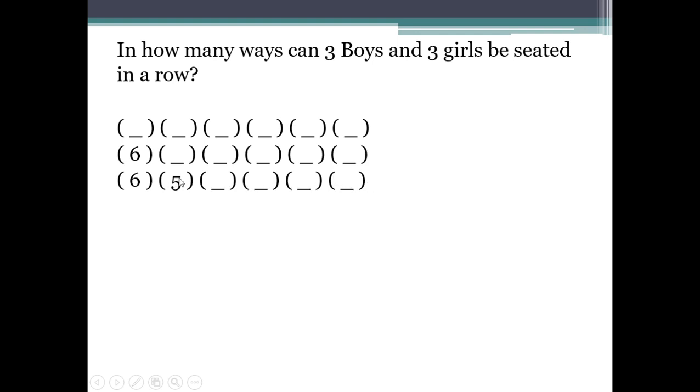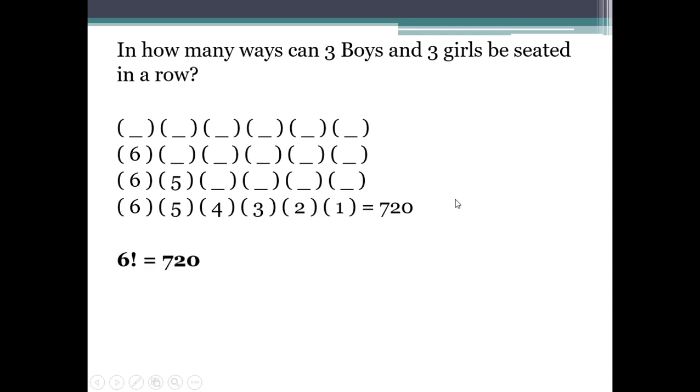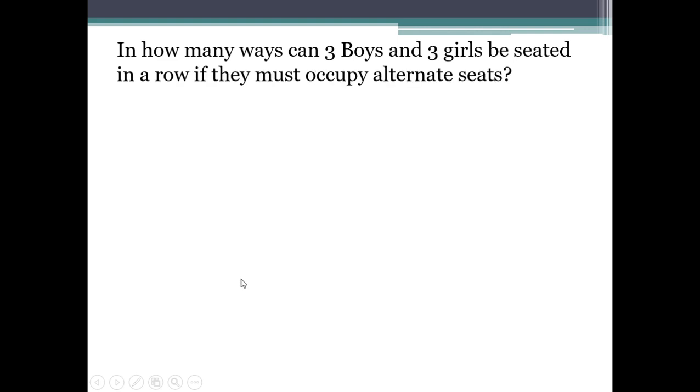The same goes for the rest: 4, 3, 2, 1. That's how it goes. So we have 6 times 5 times 4 times 3 times 2 times 1, which is 720 ways. Or we can use the permutation n factorial, because we have n taken n at a time: 6 persons sitting in 6 chairs. So we have 6 factorial equals 720 ways, or 720 arrangements.